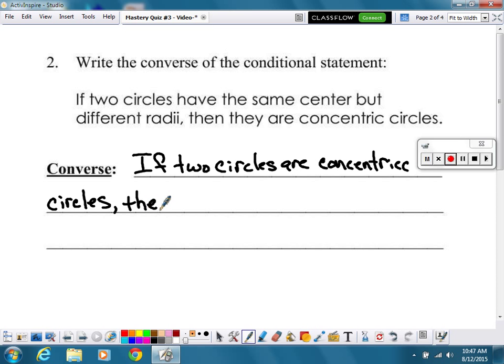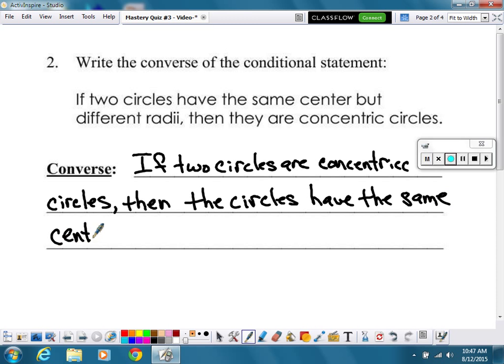then the circles have the same center but different radii. Hopefully you can read my writing here. I'm getting a little sloppy.